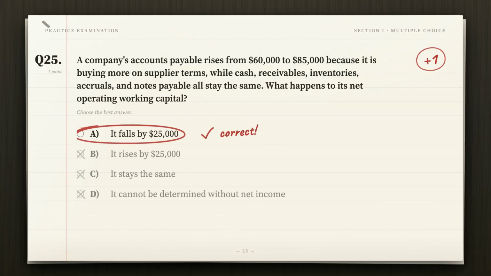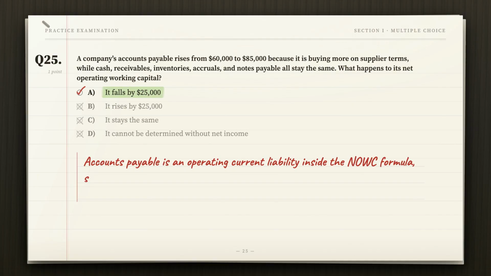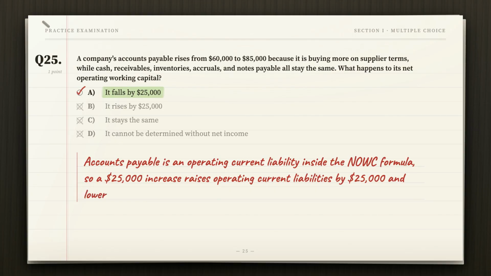The correct answer is A. It falls by $25,000. A is correct because accounts payable is an operating current liability inside the NOWC formula. So a $25,000 increase raises operating current liabilities by $25,000 and lowers NOWC by that same amount. More spontaneous supplier financing means less net capital tied up in operations.